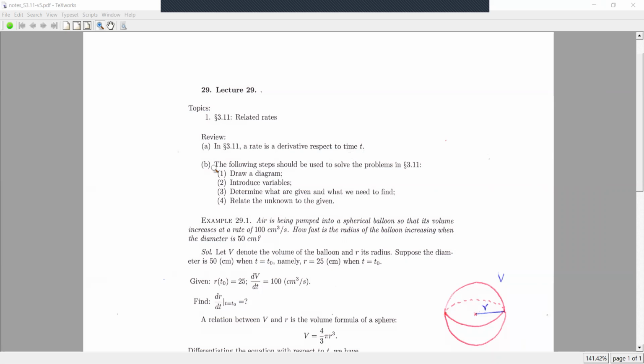B. I suggest the following 4 steps when you solve the problems in this section. Step 1. Draw a diagram about the problem that you are solving. Step 2. Introduce variables. Step 3. Determine what is given and what we need to find. Step 4. Find a relation between the unknown and the givens.